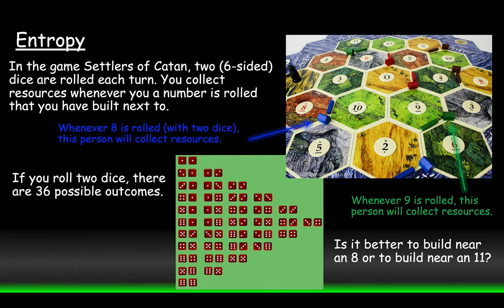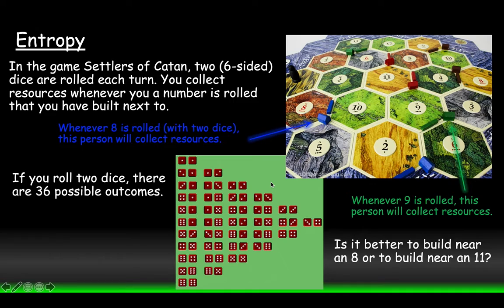If I roll two dice, there are 36 possible combinations. I might roll a 1 and a 1, that would give me a 2. I might roll a 2 and a 1, or a 1 and a 2, that would give me 3. There are 3 combinations that give me a 4: 3 and 1, 1 and 3, or 2 and 2.